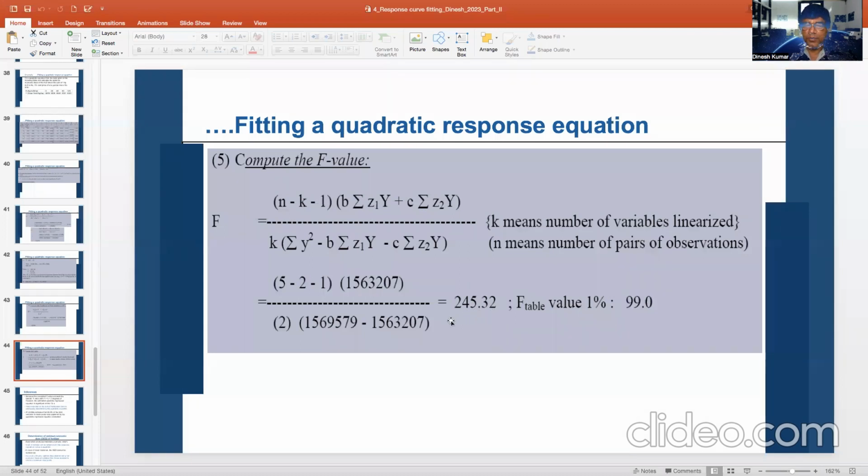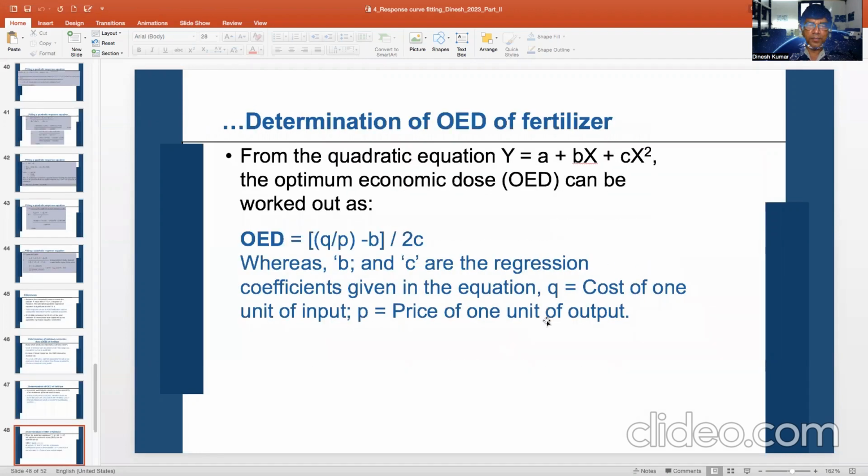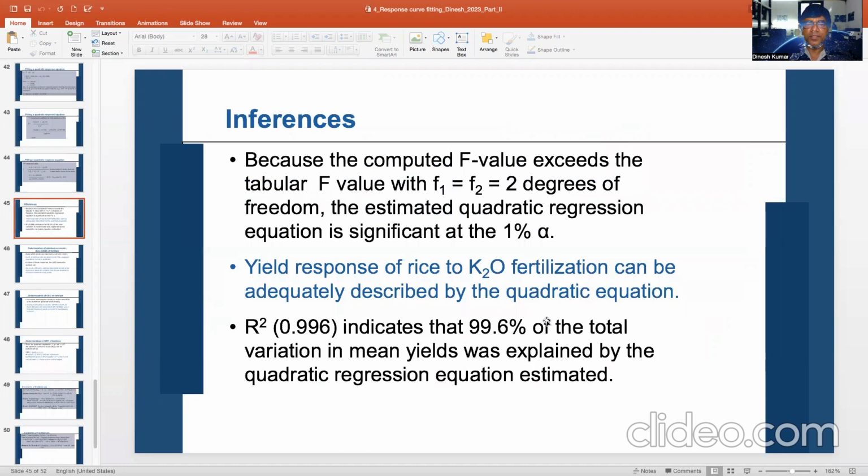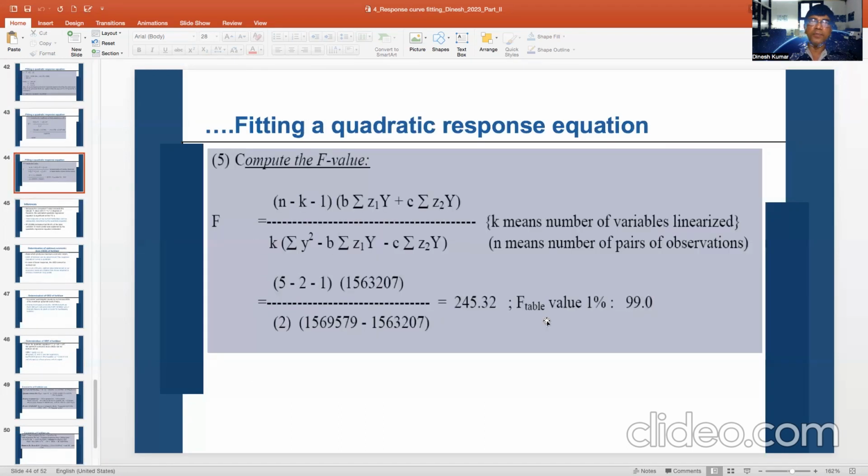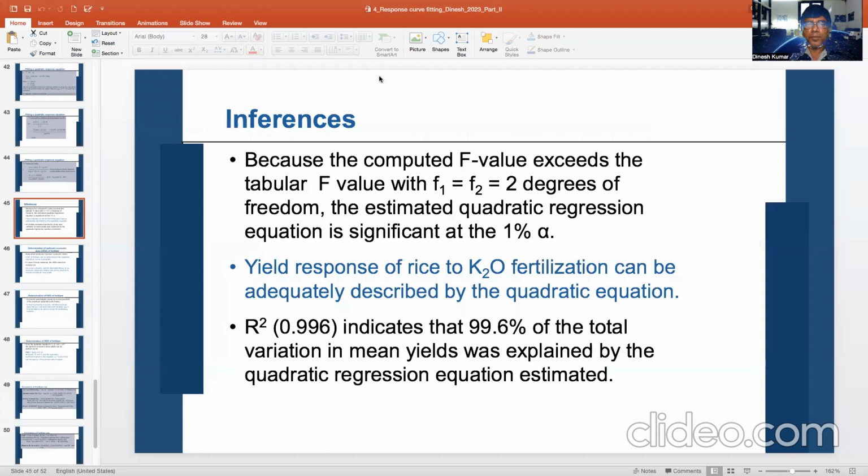And if you see the table value of F, you can see how many degrees of freedom. Regression degree of freedom and error degree of freedom, 1 and 2 degrees of freedom. The computed F value exceeds the tabular F value. You have 2 sources, one is regression, the other is error. So for regression, it is always 2 here.